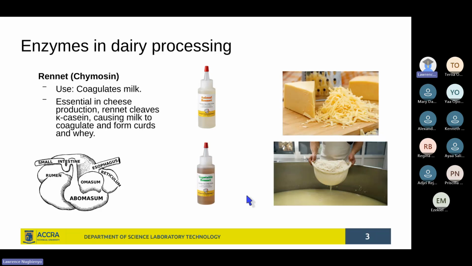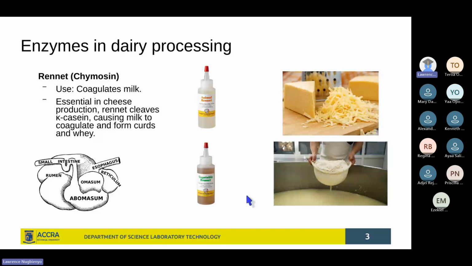So we take, say, the dairy industry, for instance, and look at what enzymes are used in this industry and what they are used for. And the first is chymosin, which is also referred to as rennet. And this enzyme is used for milk coagulation in the process of making cheese, for instance.